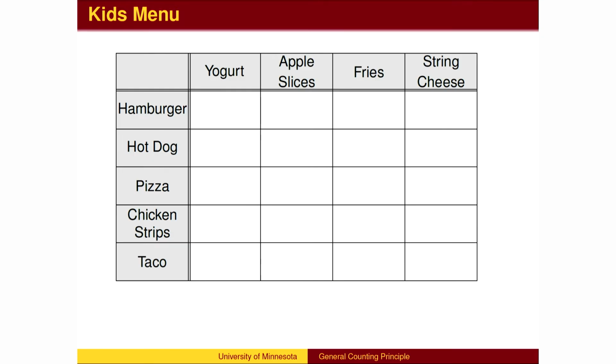It is easier to visualize the selections by listing the main dishes in rows and the sides in columns. Choosing a meal is now as simple as checking off one of the boxes in the grid. Since there are 5 rows and 4 columns, there are 5 times 4 equals 20 choices of meals.